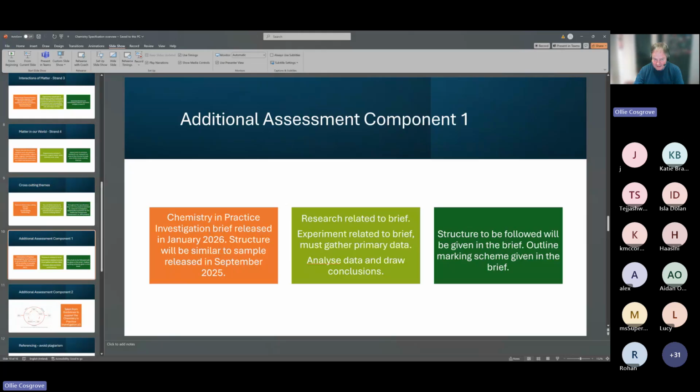Officially we've been told that the chemistry and practice investigation brief will be released in January 2026. And we've a little bit of good news. The structure is similar to the sample released in September 2025. So if you go on to the examinations.ie website, and I think if you scroll down the front page, you will see a link for revised specifications. And if you follow that link, it will give you the sample papers and the sample chemistry and practice investigation.